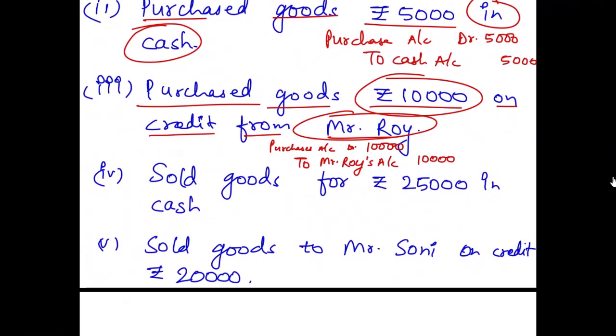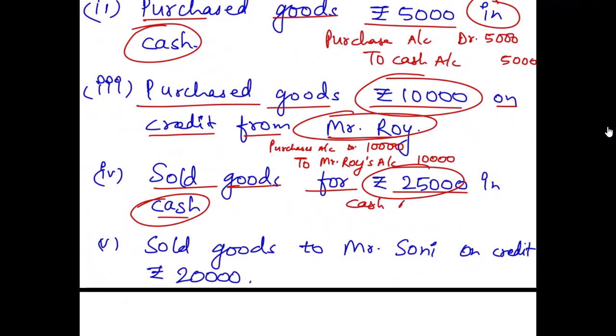Now coming to part number 4. Sold goods for rupees 25,000 in cash. If I am selling the goods, that is my income. And I have got cash. If I am selling the goods, I will receive the cash. So cash account would be debited by 25,000. Second, goods have been sold, so I will use the sales account. That is the income account. 25,000. The goods will go out, so that would be credited 25,000.